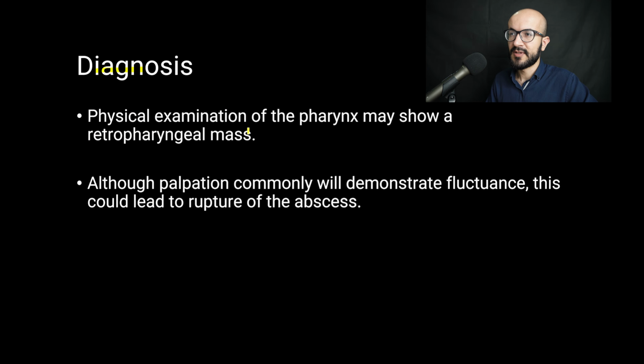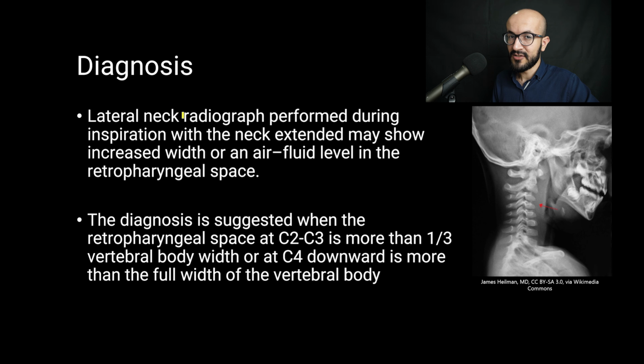So the physical examination of the pharynx may show a retropharyngeal mass, and although palpation commonly will demonstrate fluctuance, which is very indicative of abscess formation, this could lead to rupture of the abscess and subsequent aspiration pneumonia. That is why we don't palpate the bulge, and we use the radiological investigations to confirm the diagnosis.